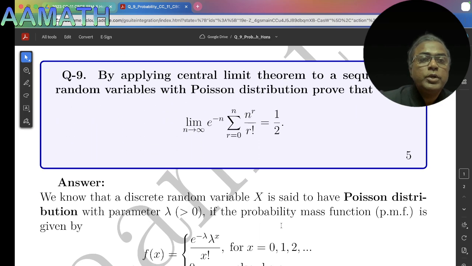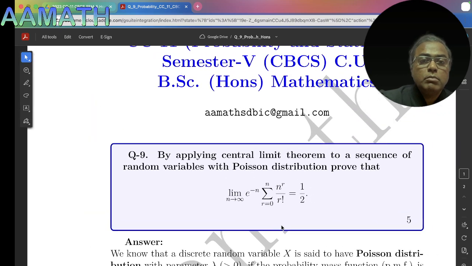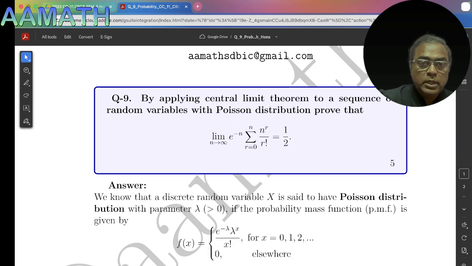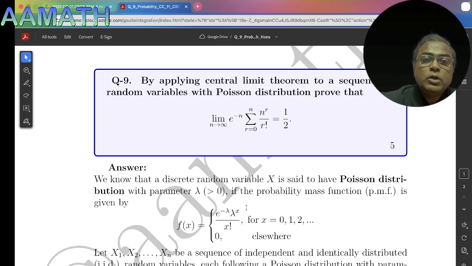Now, we know a discrete random variable X is said to have Poisson distribution with parameter lambda greater than 0 if the probability mass function (PMF) is given by f(x) equals e to the power minus lambda, lambda to the power x divided by x factorial, for x equal to 0, 1, 2, and so on, and elsewhere 0.